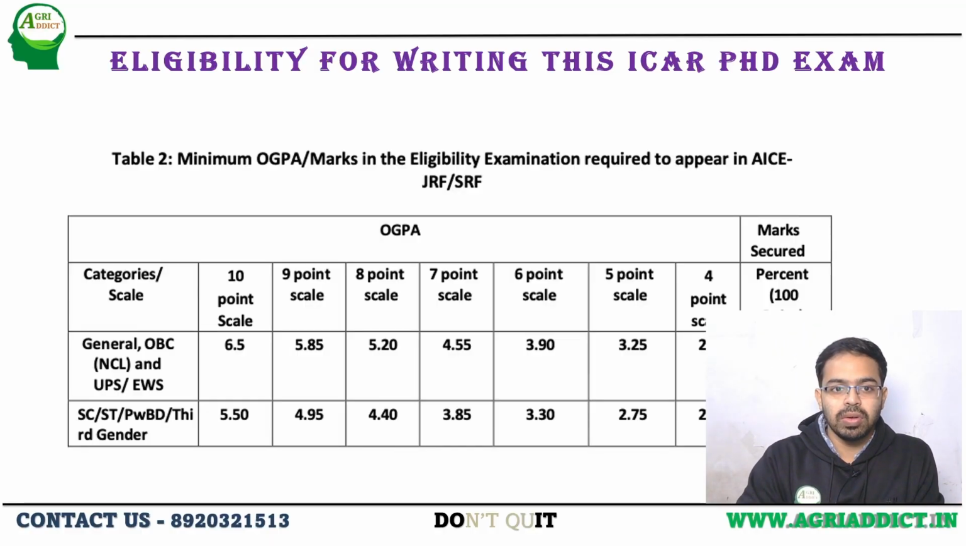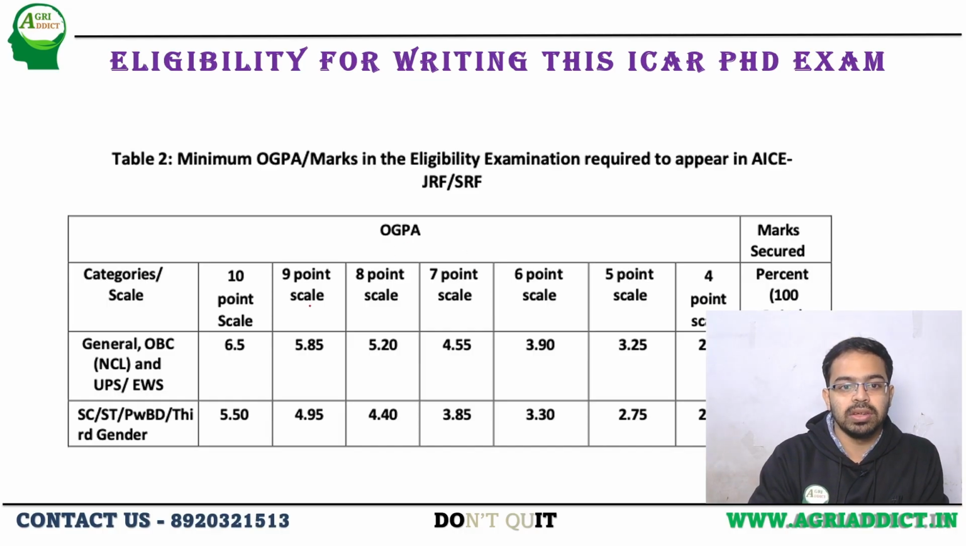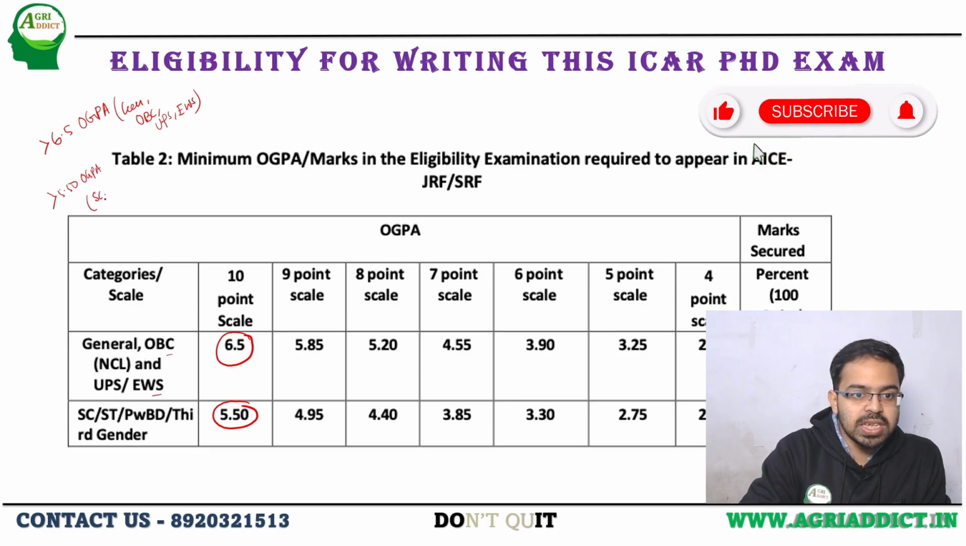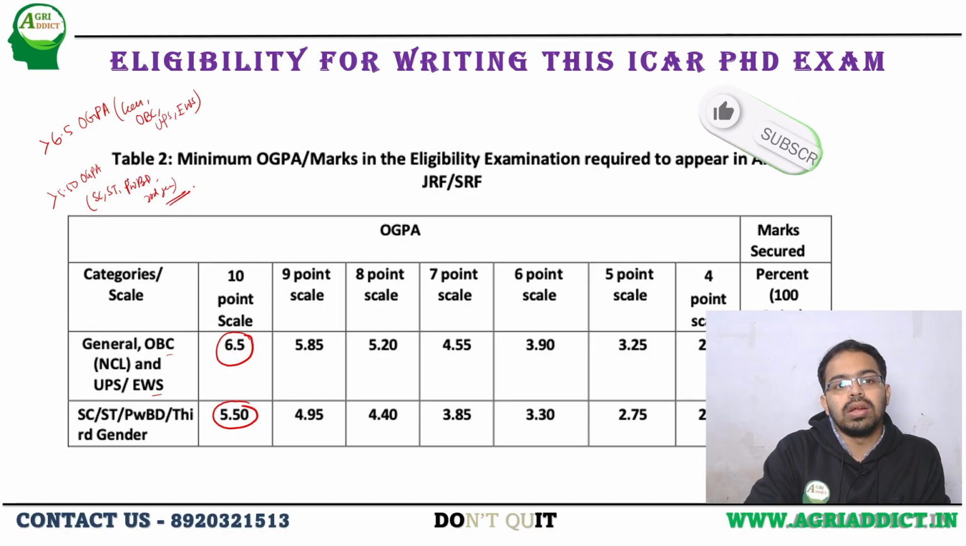So what is the eligibility? One thing, you need to complete MSc with an OGPA. Generally in most cases a 10-point scale is considered. For general, OBC, EPS and EWS, there is an OGPA of 6.5, and for SC, ST, PWD and third gender, there will be a lowest OGPA of 5.5. So more than 6.5 OGPA for general, OBC, EPS and EWS, and more than 5.5 OGPA for SC, ST, PWD and third gender is the lowest criteria to be eligible for this exam.